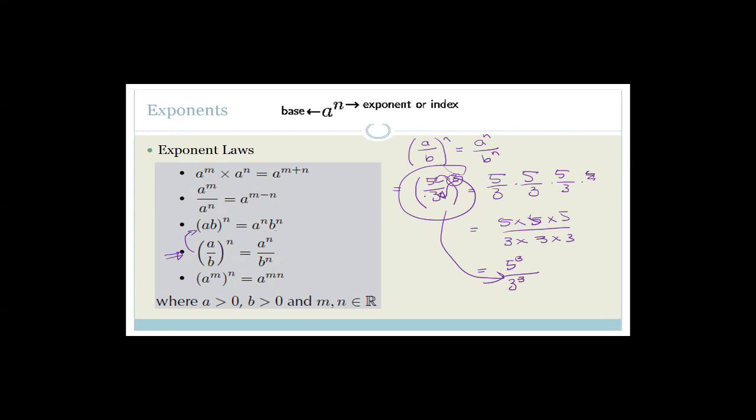So we've just proven that we can take that 3 and apply it to everything inside the bracket. It doesn't matter if this is division or multiplication, whatever power the bracket is to applies to everything inside the bracket.